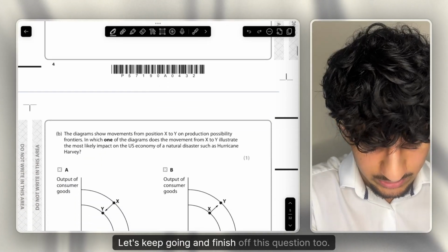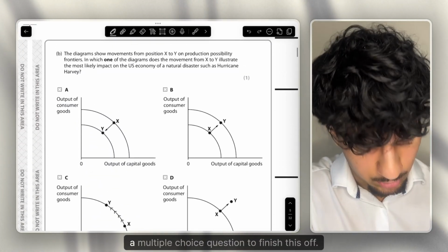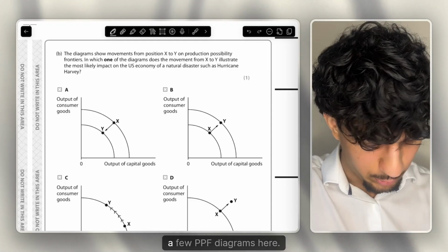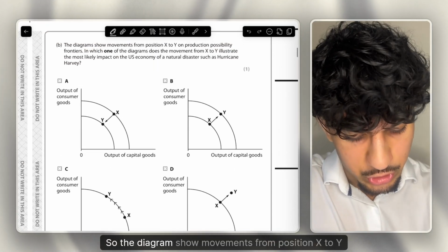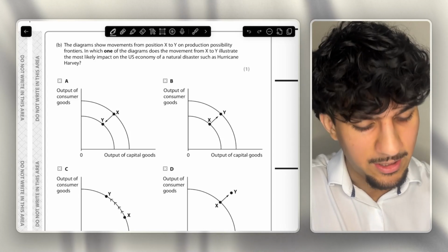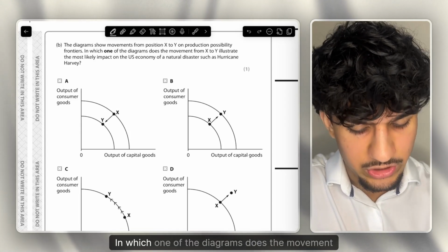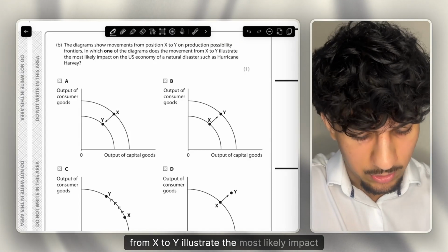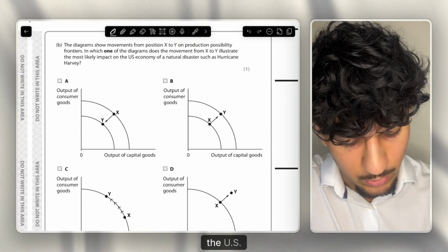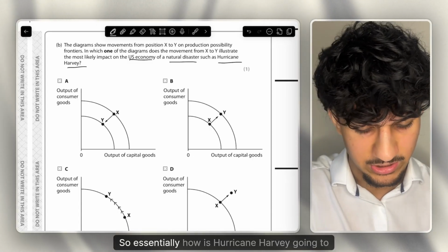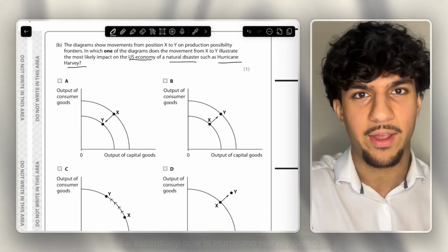Let's keep going and finish off this question too. So we have a 1 mark multiple choice question to finish this off. It looks like we have a few PPF diagrams here. The diagrams show movements from position X to Y on a production possibility frontier. In which one does the movement from X to Y illustrate the most likely impact on the US economy of a natural disaster such as Hurricane Harvey? So essentially, how is Hurricane Harvey going to affect a PPF?